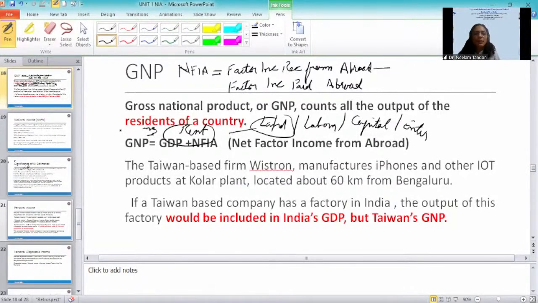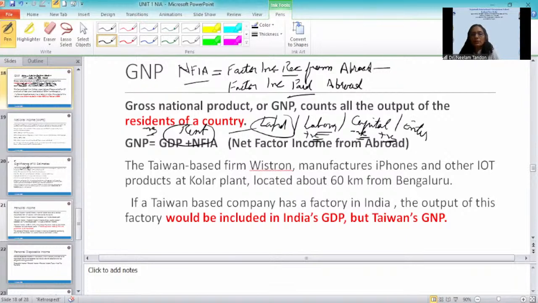So what you receive is plus, what you give is minus, from any factors of production. Indians working abroad, the money they get back home is about labor: wages, salaries, plus. Capital: Indian firms investing abroad is minus. Foreign firms investing in India is plus. So you calculate the difference of that. That is net factor income from abroad. Factor income received from abroad minus factor income paid abroad. The difference of this is net factor income from abroad.